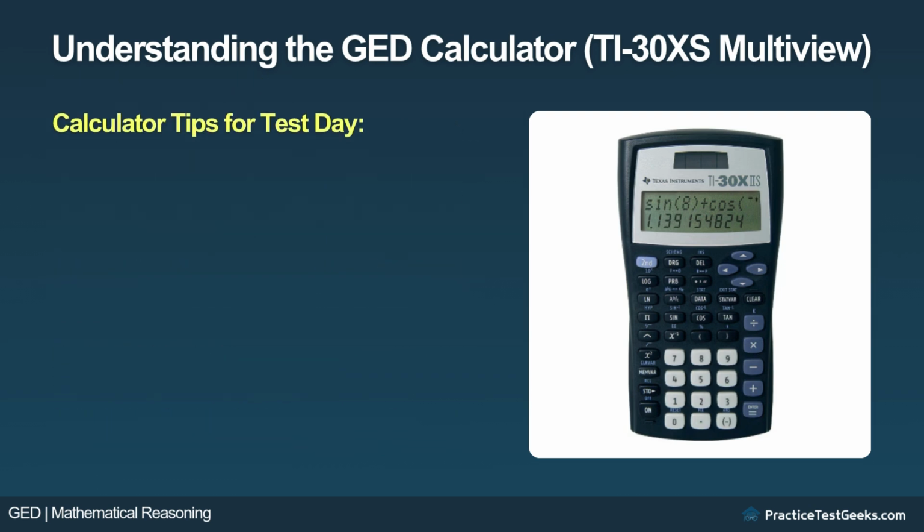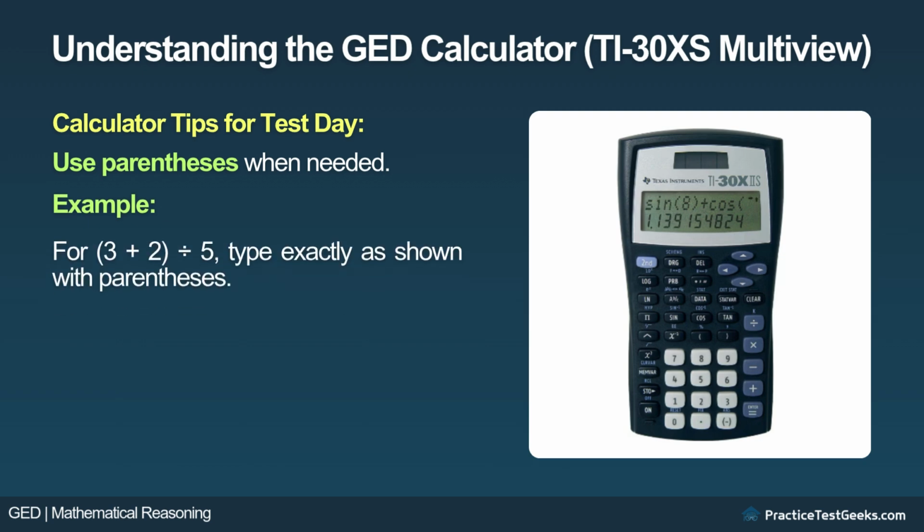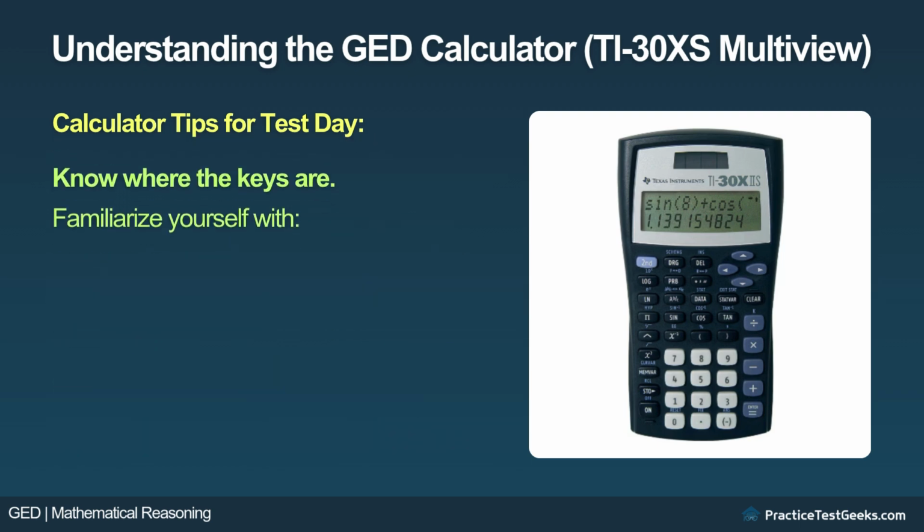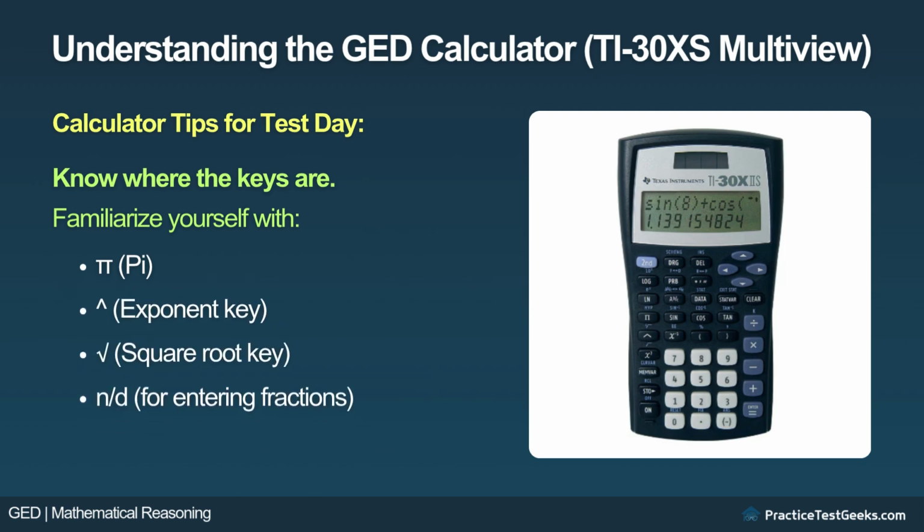Calculator tips for test day. Use parentheses whenever they appear in the question. Example, for 3 plus 2 divided by 5, enter it with parentheses just like that. Don't do math in your head under pressure. Use the calculator for everything, even small calculations. Know the key functions: the pi button for pi, the caret symbol for exponents, the square root key, the n/d button, n/d, for entering fractions, and the second key to unlock alternate functions.